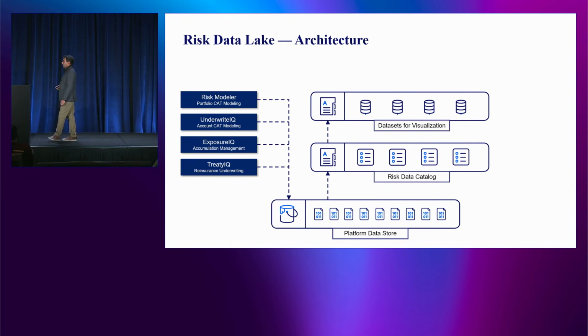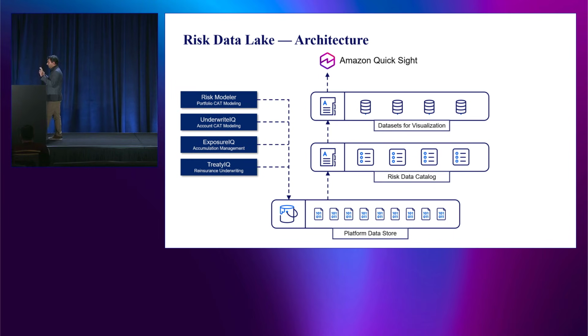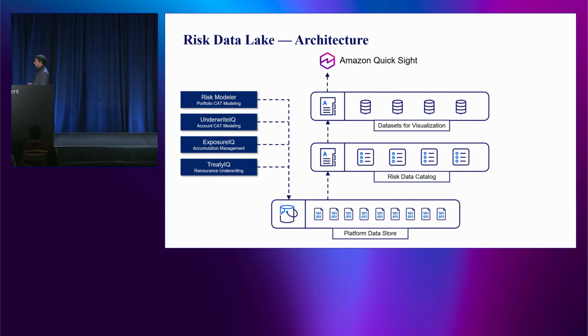But we didn't stop there. We added another layer on top of it to feed it into QuickSight. So we built QuickSight data sets where multiple joins were performed on the risk data catalog to represent the data in a ready-to-be-visualized way. And this is how the designers get access to all the data sets and all the underlying data for them to turn that into dashboards and publish that for business consumption.